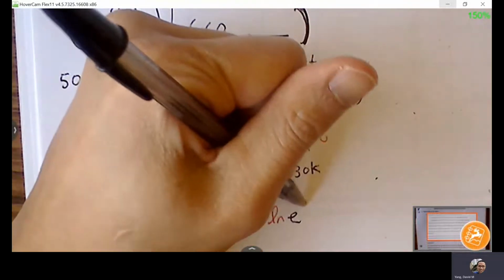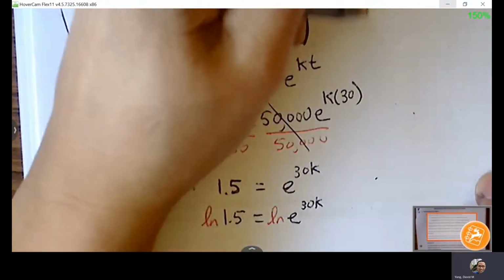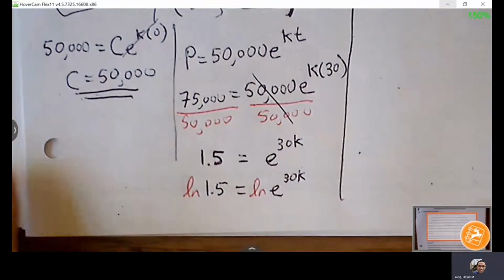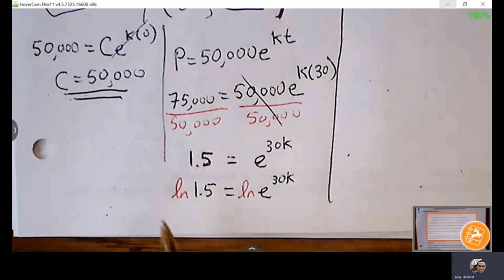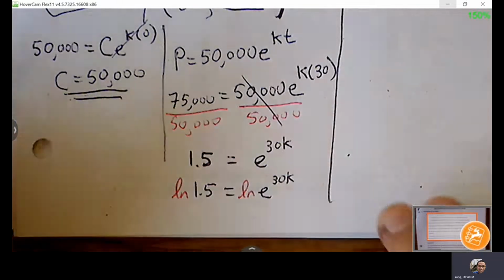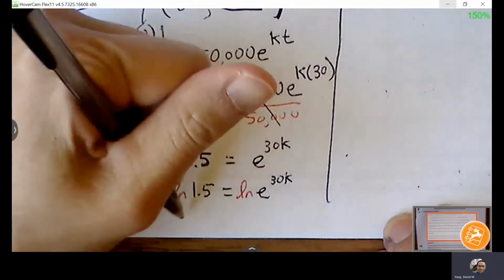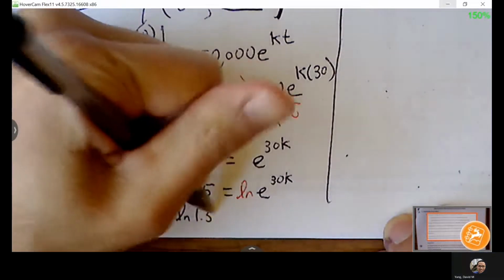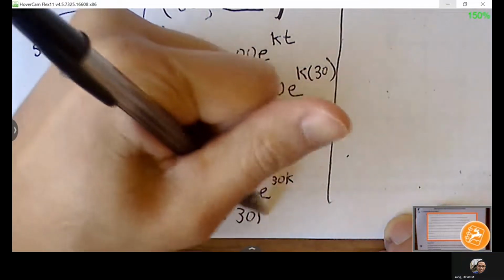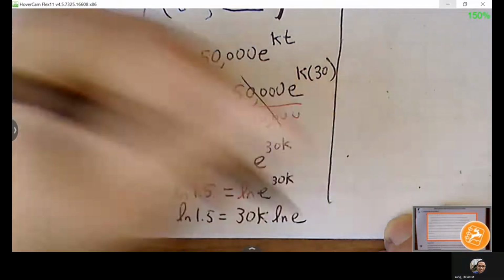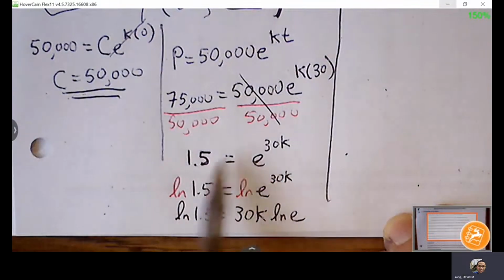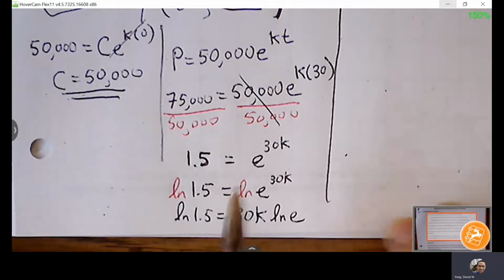If we want to bring something down, there's no calculus here. We're just involving log properties. So we take the natural log of both sides. That 30k is free to move in front as a coefficient. Okay, so that 30k got brought down. A lot easier to work with a variable that is sitting at the base level rather than the exponent level. But what do you know about natural log of e?